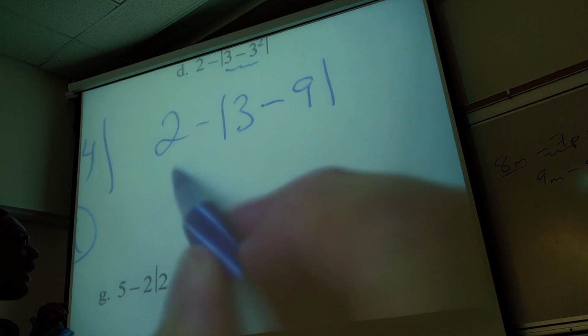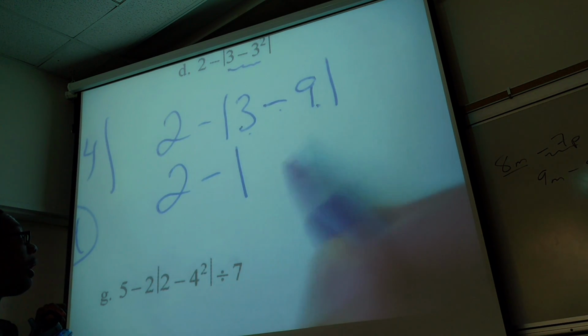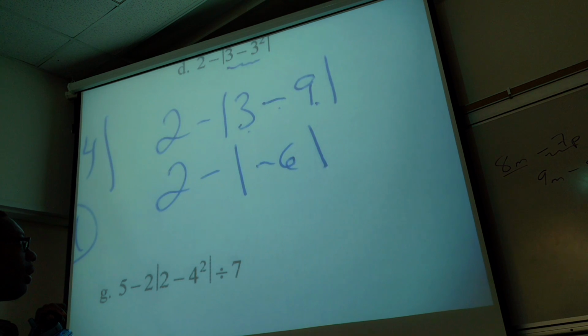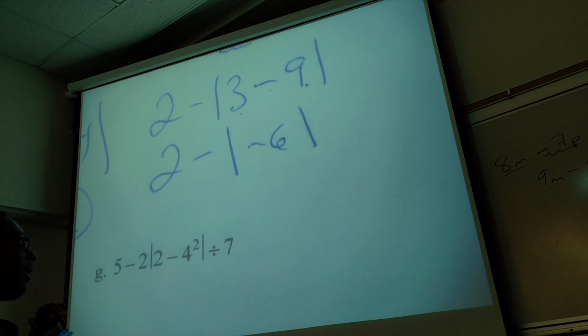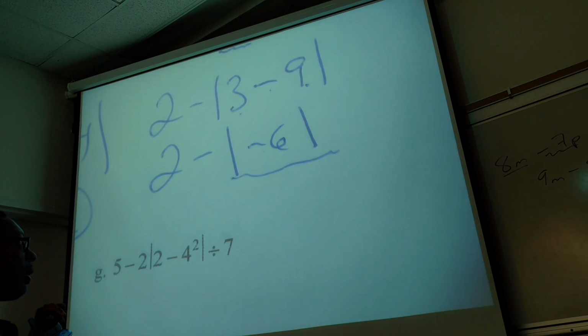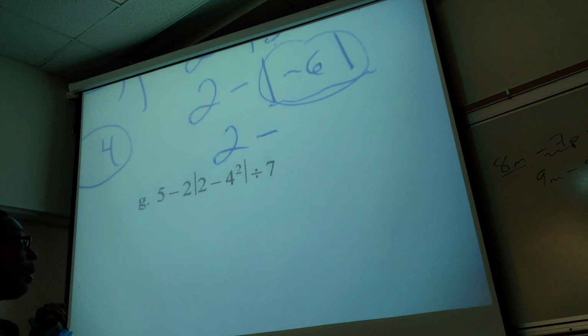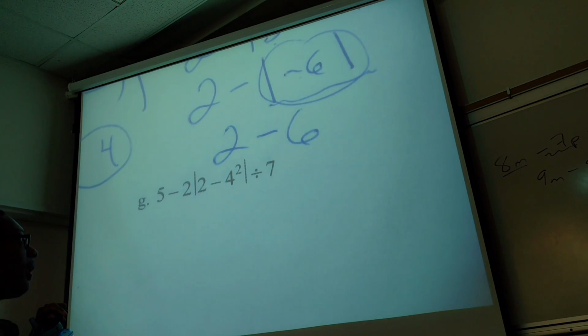Okay, let me catch up. What's 3 minus 9? Negative 6. Okay. Let me stop there for a second. Why would these two negatives not cancel? Because I haven't finished this yet. Right. So I got 2 minus. And what's the absolute value of negative 6? 6.